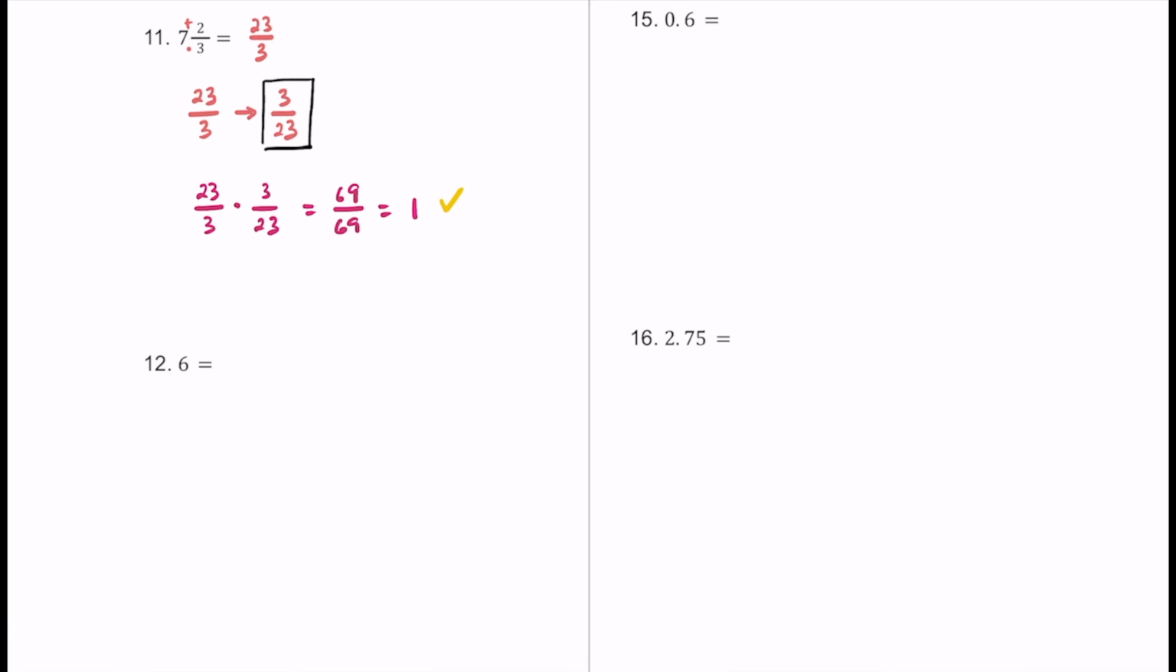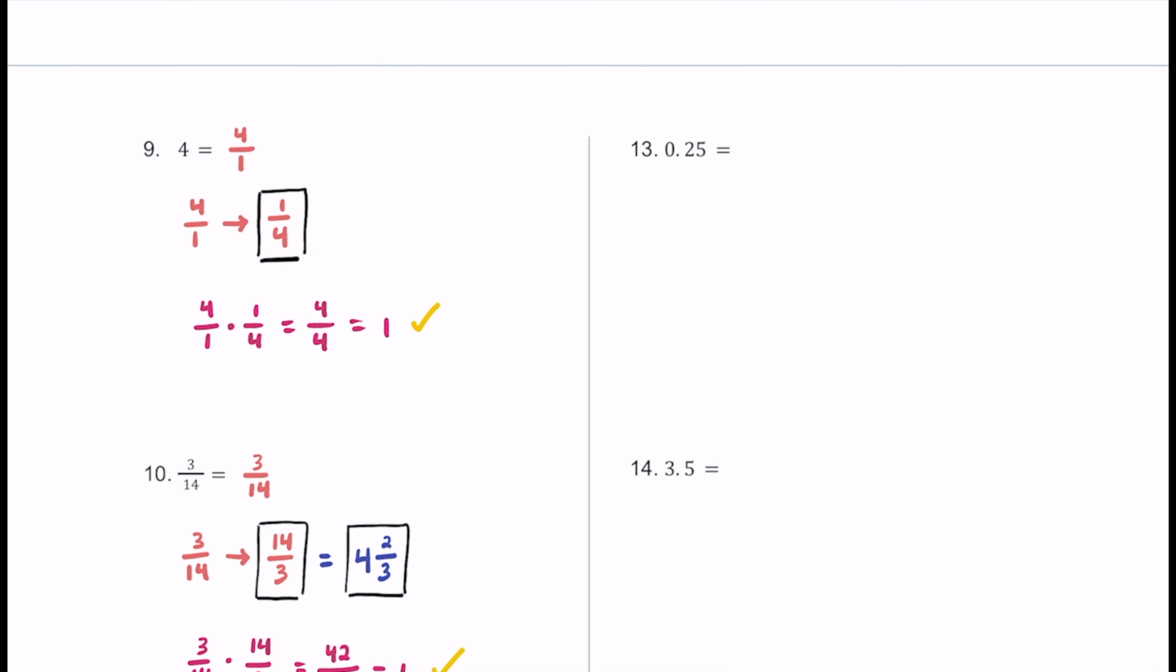For number 12, we have the number 6, right? Now 6 is a whole number, so hopefully you know that's going to be 6 over 1. That's the original. And if we want to find the reciprocal, you flip it upside down and make it 1 over 6. This is a proper fraction, so we cannot do anything else. And to confirm that these are reciprocals, you take the original and multiply by its reciprocal we got. 1 times 6 on top is 6. 6 times 1 on bottom is 6. 6 over 6 is equal to 1, so we have proved that they are indeed reciprocals of each other.